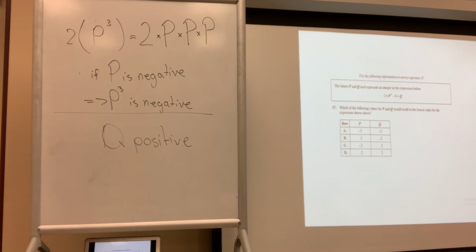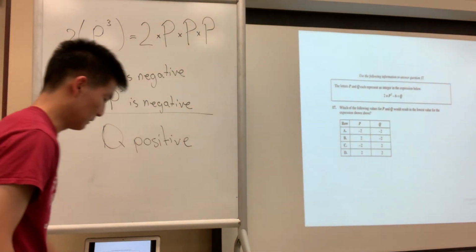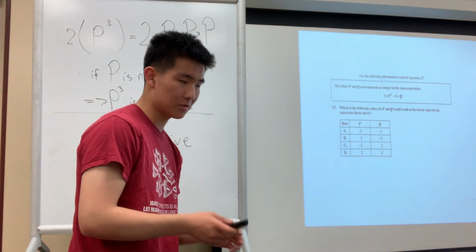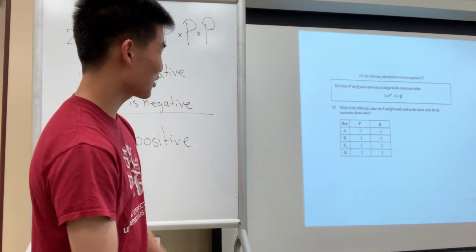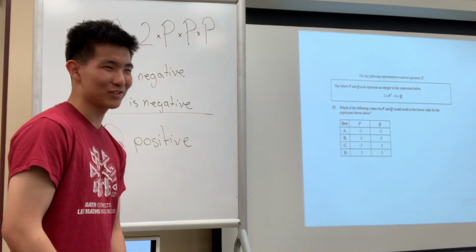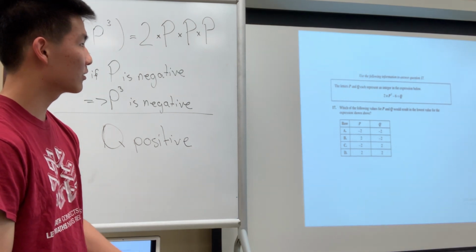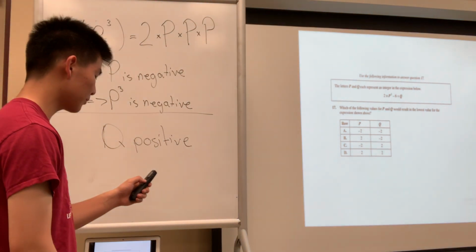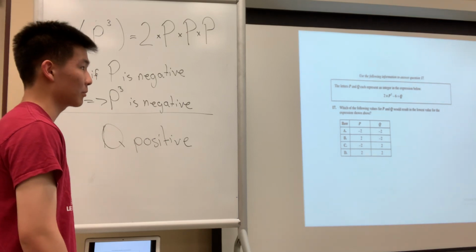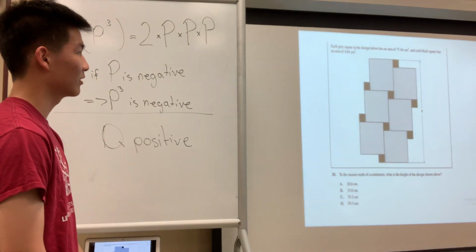Yeah, okay. C. Sorry, I messed up the explanation. Is that okay? It's extremely complicated. Not really. It's just really easy to mess up. But yeah, just remember that cubing something does not actually change the sign.